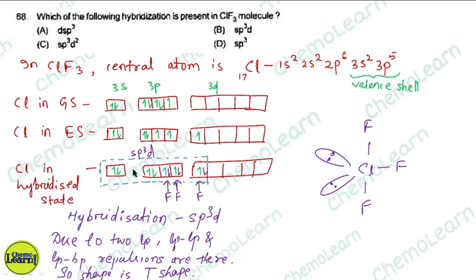But we again have 2 lone pairs of electrons, and that is why the shape will be T-shape. Hybridization will be sp3d, and we know the lone pair-lone pair repulsion is greater than lone pair-bond pair repulsion, which is greater than bond pair-bond pair repulsion. So the shape will be T-shape and hybridization will be sp3d.